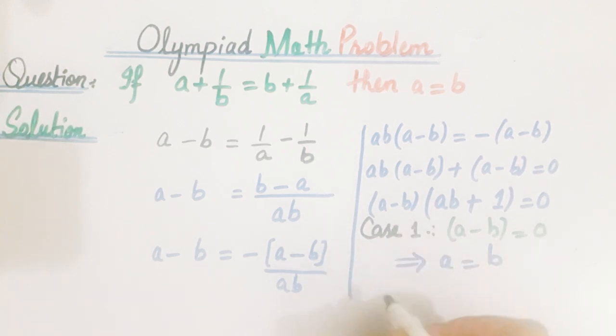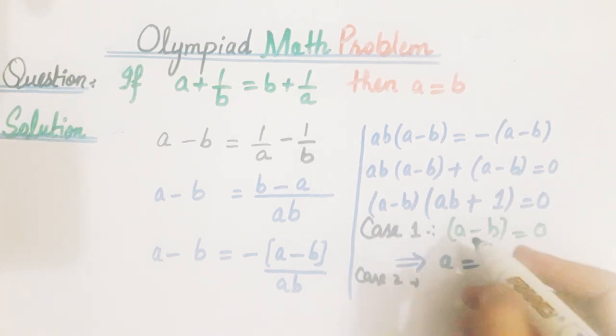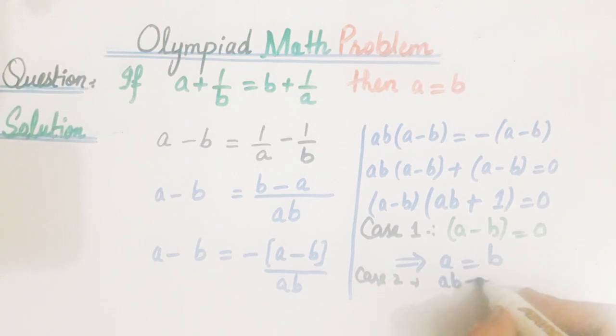Now the second case. Case 2 is ab plus 1 equals 0, which implies that ab equals minus 1. So the product of two numbers is negative when any one number is negative, but we know that a and b are positive, so this case is not valid. Not valid, and only the first case will be the proof.